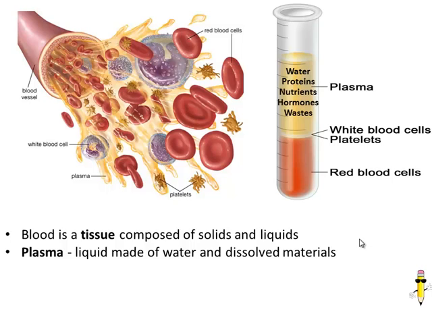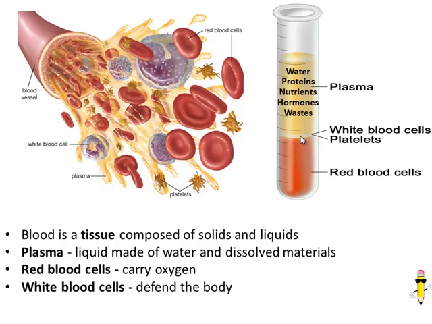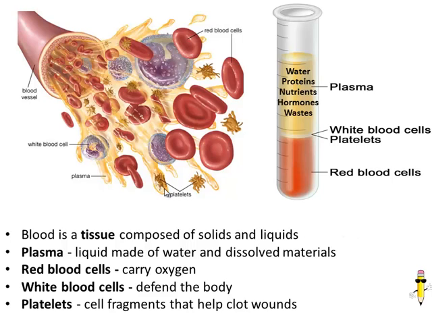Then the solid portion of the blood is the cells. There are red blood cells here that carry oxygen. There are white blood cells, shown here, that are defensive cells. And then there are platelets, shown here, which are really cell fragments, and they help clot wounds if you get a cut to prevent you from bleeding to death.